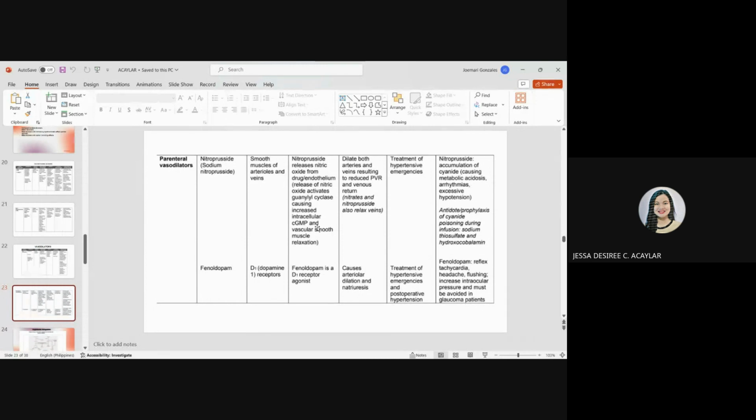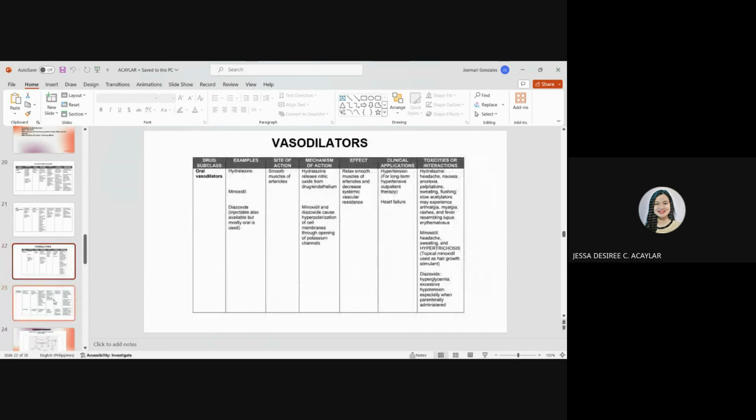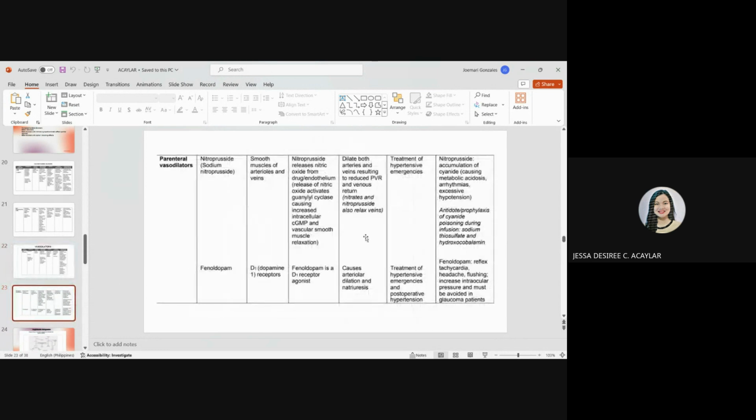Yung nitroprusside, nag-accumulate siya ng cyanide causing metabolic acidosis, arrhythmias, and excessive hypotension. Sa toxicities or interactions niya po. Antidote or prophylaxis of cyanide poisoning during infusion is sodium thiosulfate and hydroxycobalamin.